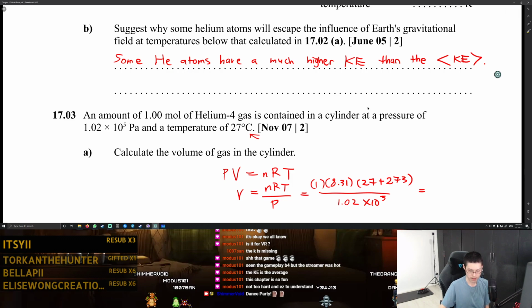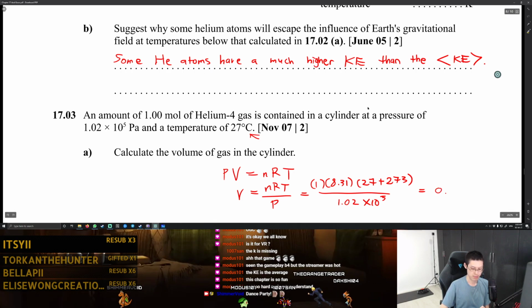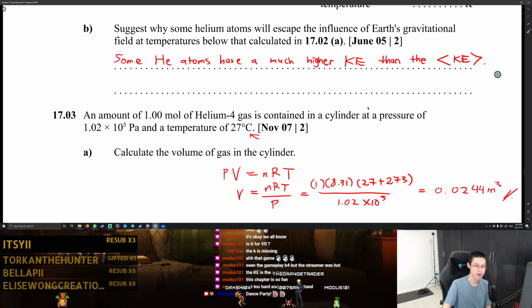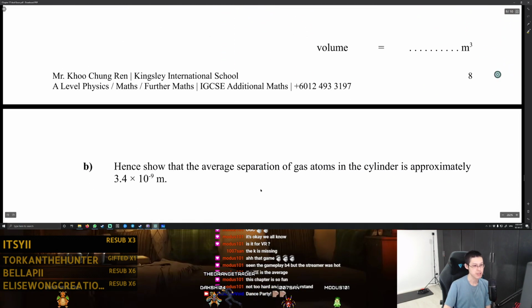Okay, what do we have? Plus 273, divided by 1.02 times 10 to the power of 5. So we end up with 0.0244 meters cubed. There we go. Done. Next, show that the average separation of gas atoms in a cylinder is approximately this.